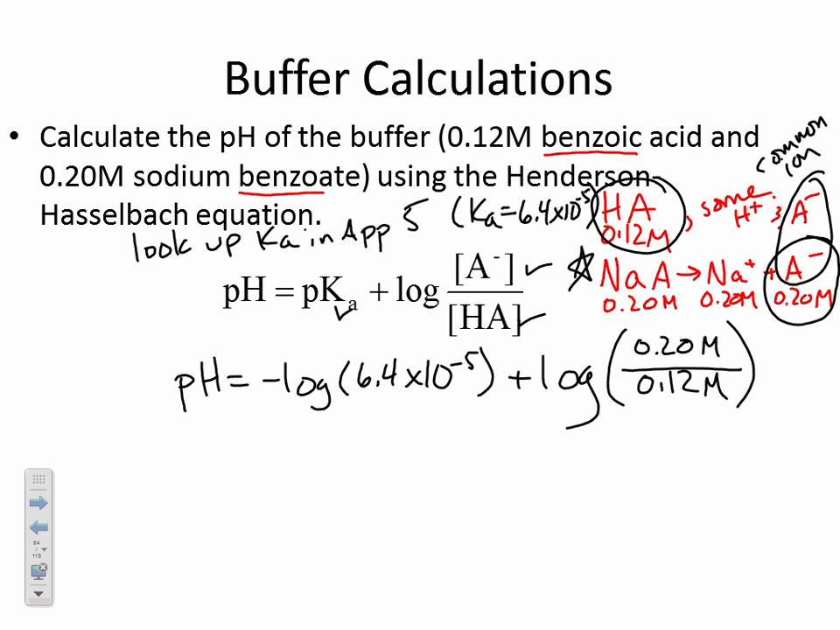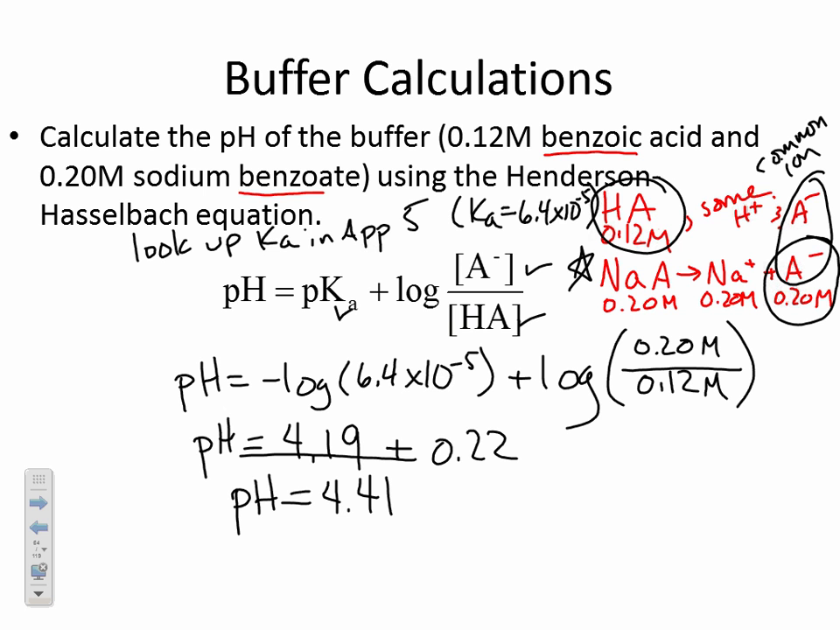And it's just solving. It's not terribly involved. So I get 4.19 for the pKa plus, and then taking the log of that value, I get 0.22. So I wind up with a pH value of 4.41, which is the answer to the question.